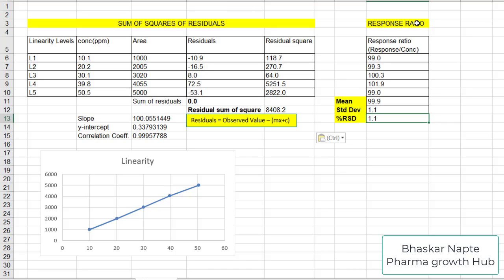So how is the response ratio calculated? Response ratio is nothing but the ratio of response divided by your concentration. So in this case, let us say I want to calculate the response ratio of L1, how can I do that? Okay, let me also insert the linearity level here. So for L1, the response ratio is now 99.0. For L2, it is 99.3, and so on and so forth. So finally, I calculated the mean, that is 99.9, and I have calculated the percent error, which is found to be 1.1%.